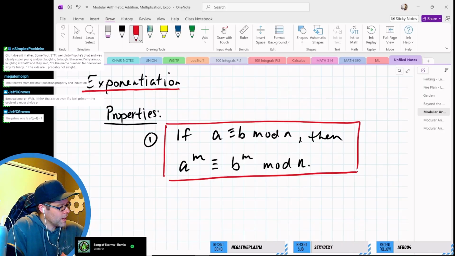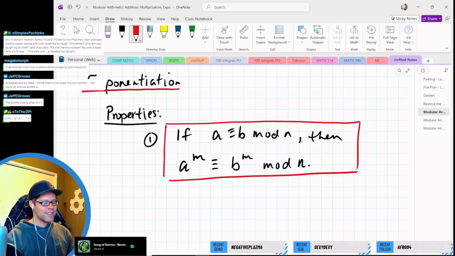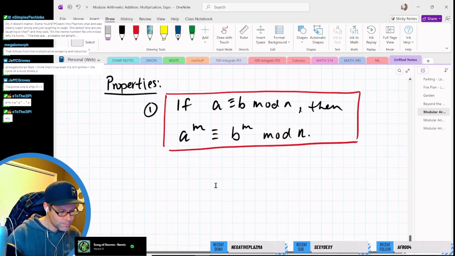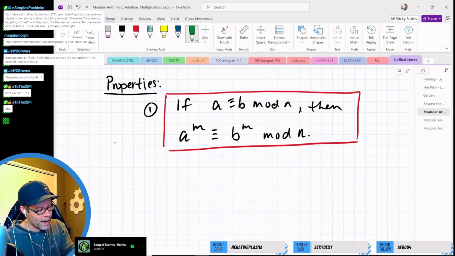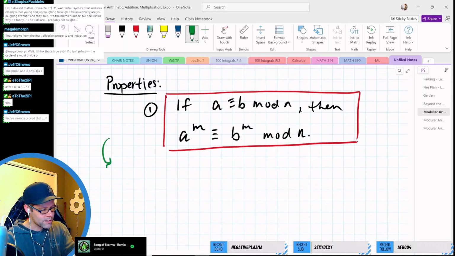Follows from the multiplication property and induction. Induction on m? Oh, I see what you're saying. Okay, here is the justification. I had to read my notes, but yeah, it makes sense now.